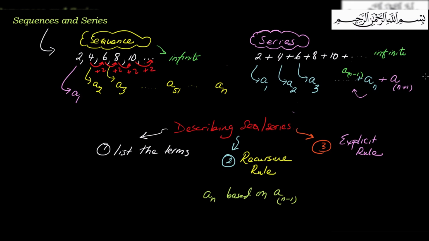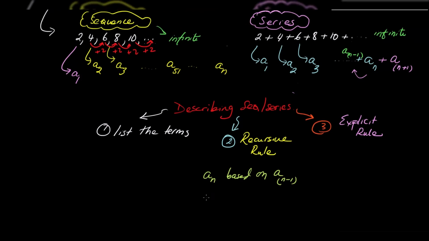So the recursive rule for this particular sequence would be as follows. To get any particular nth term, you take the term that preceded it, a sub n minus 1, and simply add 2 to this. Correct? So this is an example of a recursive rule. That is, you describe a sub n based on a sub n minus 1. The term recursive is like recourse, which is to fall back to. So you fall back to the last term to generate the next term.